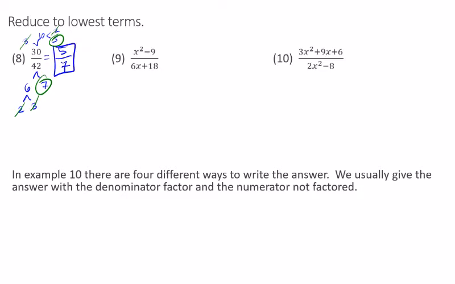Now, in order for that to work, you have to get it down to prime numbers. If you don't narrow it down to prime numbers, you could miss some things. All right. And that gives you a sense of why it's important to get down to factors, because then you can see what the common factors are. All right, so let's try number 9. I want to factor the numerator and denominator completely, right?